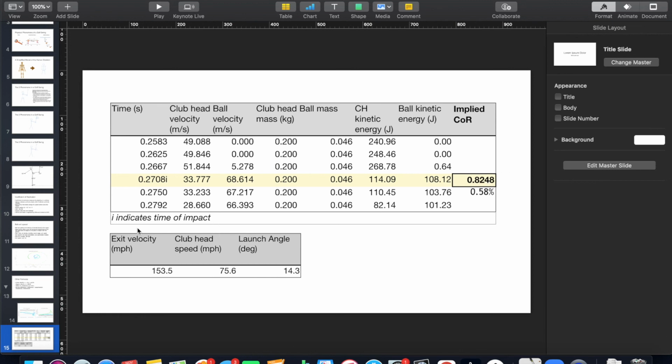And then for our ball exit speed, we have a ball velocity after impact at 68.6 meters per second, converted to miles per hour, 153.5, so roughly 26.5 miles per hour less than the PGA Tour average.